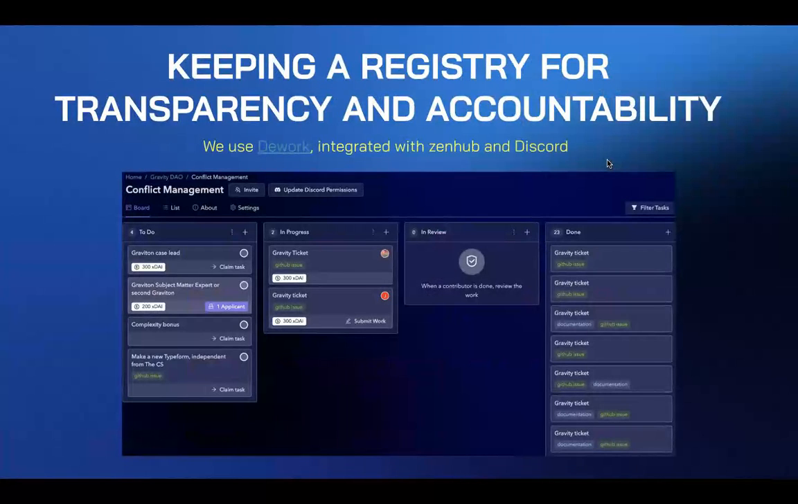Also, we keep a registry for transparency and accountability. That's the Gravity registry, where we right now have mediated 24 cases. The new one should be number 25. And we have more or less 2 years of this project. So right now we have been handling like 2 conflicts per month. But I think we can scale if we reach out to more communities, and also if we have more mediators.